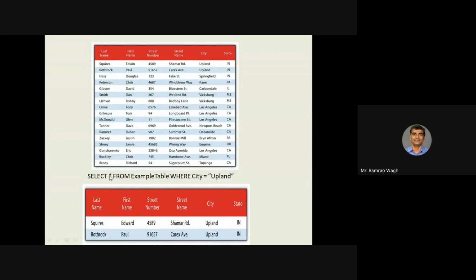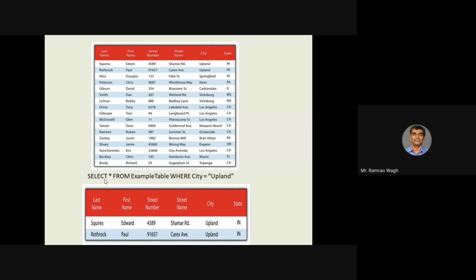So select star means select all the information, entire columns, all the columns. Like I want to know his last name, the first name, the street number, the street name, the city and state of a person who stays in a city called Upland. So you can see how we actually ask this query.